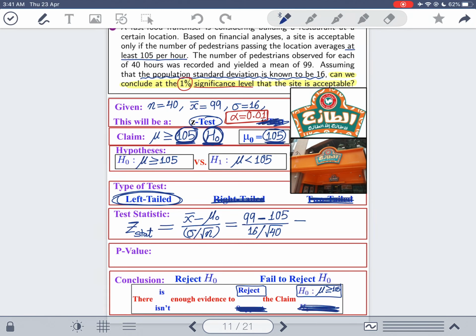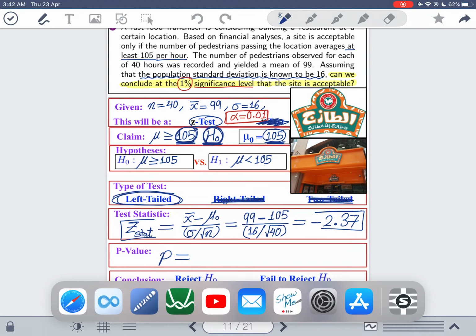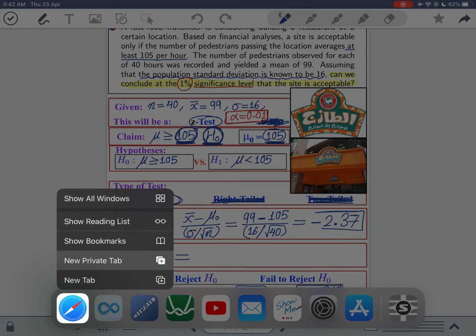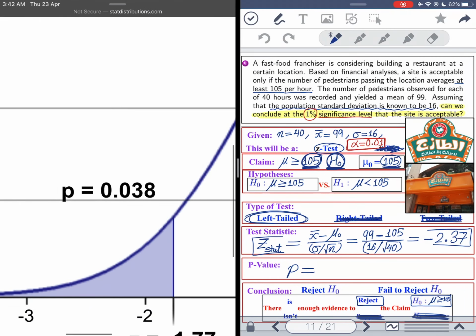So if you compute this, and please always compute it using your calculator and check that I got the right answer, you'll get that z-stat is negative 2.37. Very nice. And now, so our p-value is, this is a z-test, it's left-tailed, and let's put the given here.